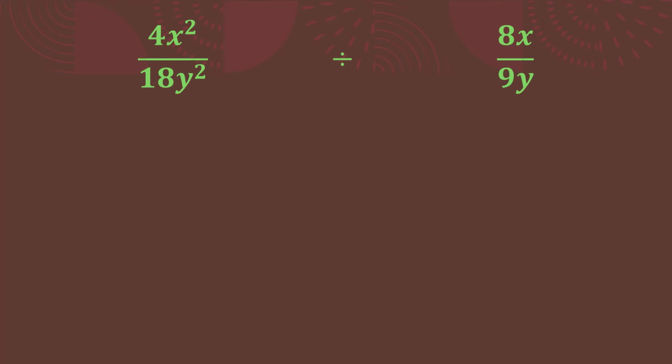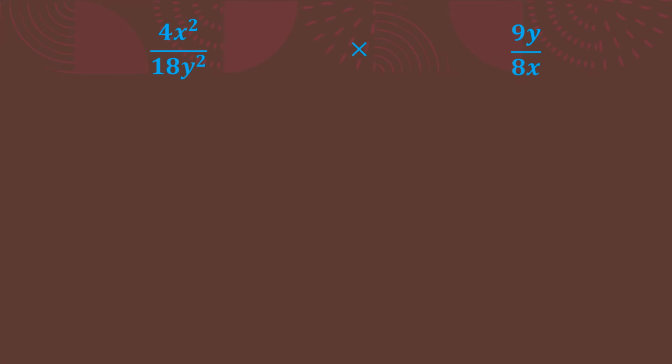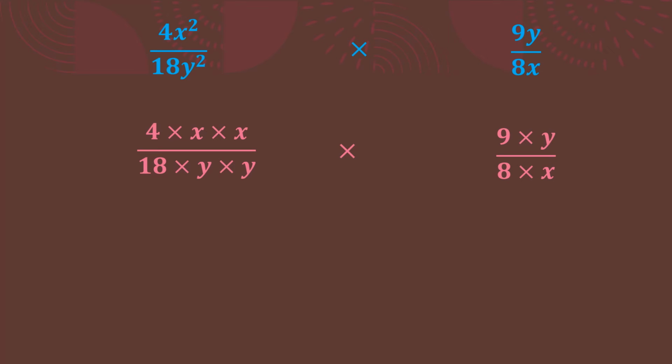Let's look at this one. Now we're going to treat this one like we'll normally treat fractions. Remember, in fractions, we're going to keep the first term, and then we're going to change the division sign to a multiplication sign, and then we're going to flip the next fraction. So instead of 9y being at the bottom, we're going to put it at the top and put 8x at the bottom. Now we're going to expand our terms and we're going to cancel.